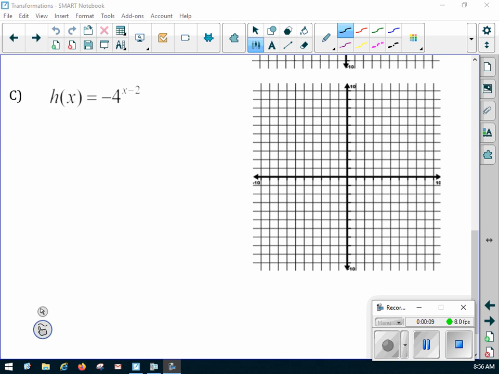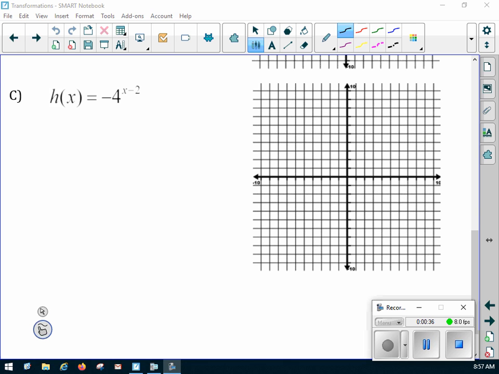What I told you on Friday was that if you had 2 moves, then we were going to do it by hand. If you had more than 2 moves, we're going to let you use your calculator, okay? So everybody's got your calculator, right? All right. So I want you to look at this, -4 raised to the x minus 2 power. Let's decide what transformations are happening.